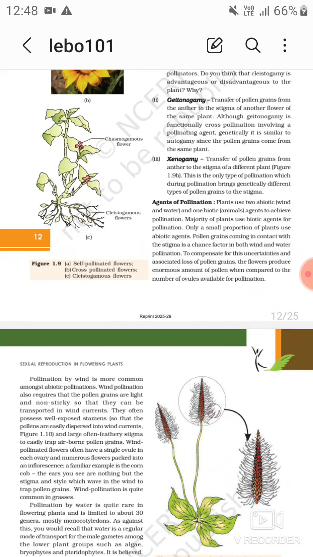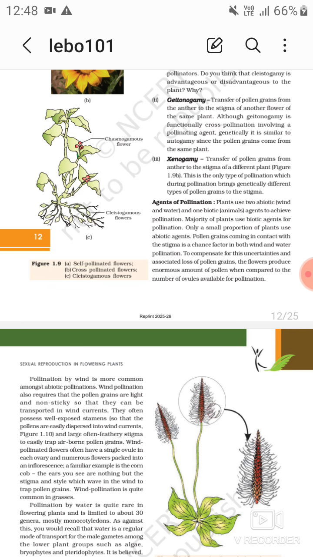Kinds of pollination, agents of pollination. So plants use two abiotic agents, wind and water, and one biotic agent, that is animals. Dominating are bees as agents to achieve pollination. But the majority of plants use biotic agents for pollination.